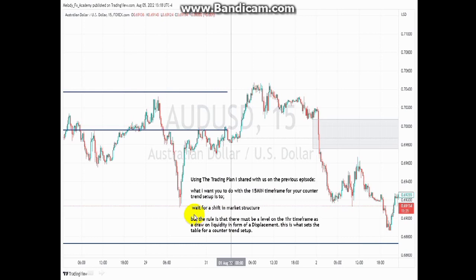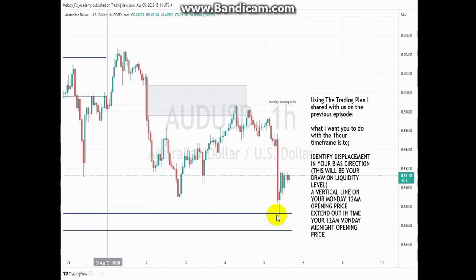So what I want you to do is wait for a shift in market structure. I'm giving you this trading plan with rules, and the rule is that there must be a level on the 1 hour time frame as a draw on liquidity, in the form of a displacement. Please take note of these rules. This is what sets the table for a counter trade setup. If there's no expansion in the form of a displacement like this, there is never going to be a trade setup for us, so we just move on to the next pair.